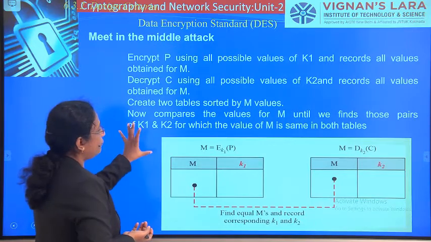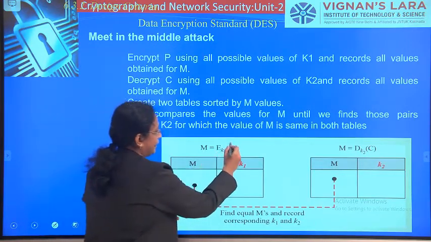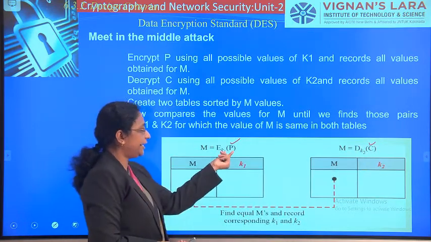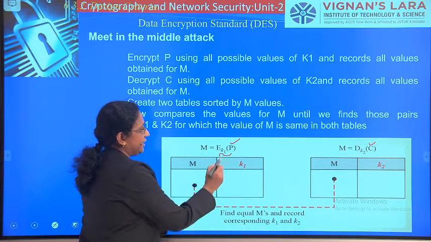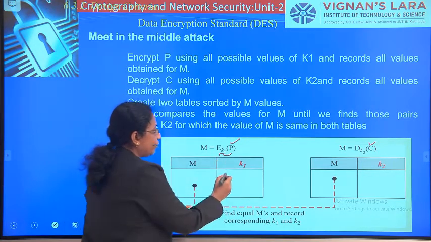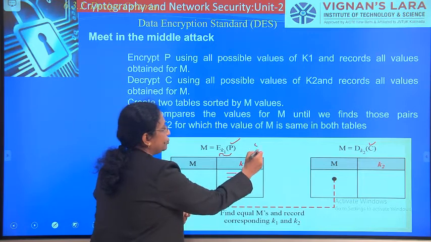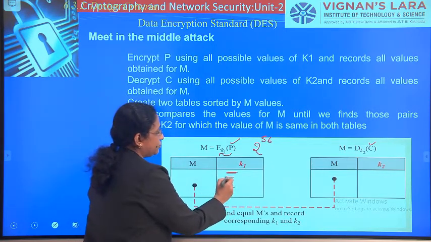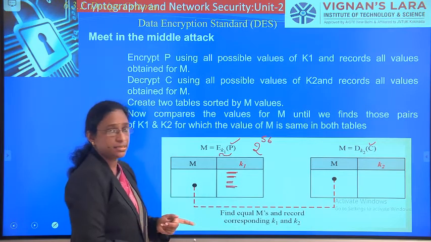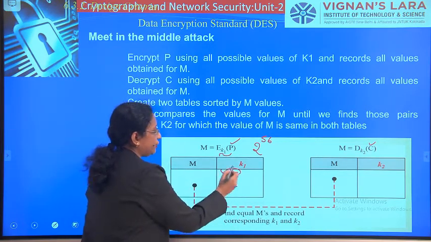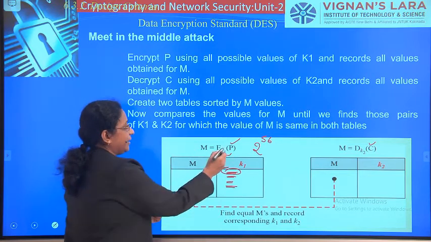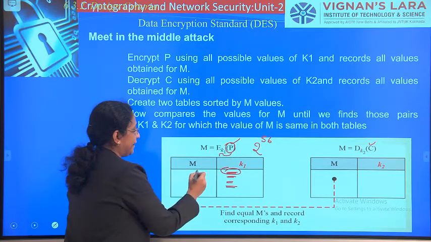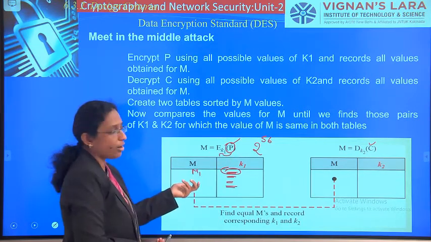Here he will be taking the plain text and ciphertext pair. He will be encrypting this plain text with the key K1. He will be taking all 2 to the power of 56 possible keys, and with each key he will be encrypting this plain text and recording the result in this table.